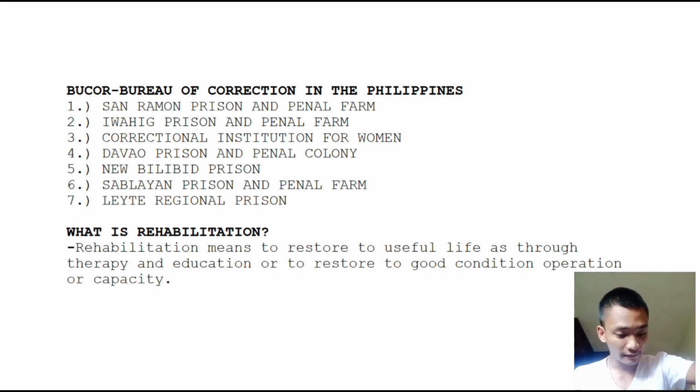Here are the 3 phases of the classification process. Number 1, diagnosis. Number 2, treatment planning. Number 3, execution of treatment program. Okay. Yan sila.